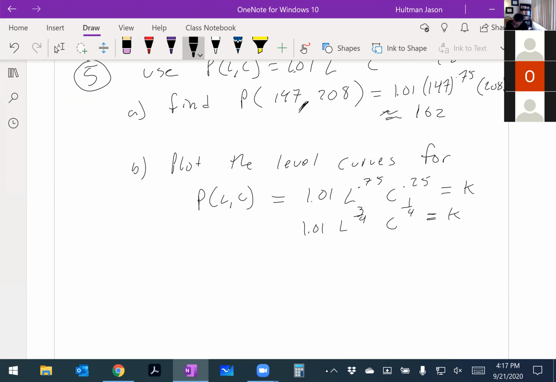Okay, I would like to not deal with fractional exponents if I don't have to. So I'm going to raise this whole thing to the 4th power and this whole thing to the 4th power. That's good. This is 1.01 to the 4th power. Okay, this is L to the 3rd power, C to the 1st power, I'm just going to leave it as C, is equal to K to the 4th power.